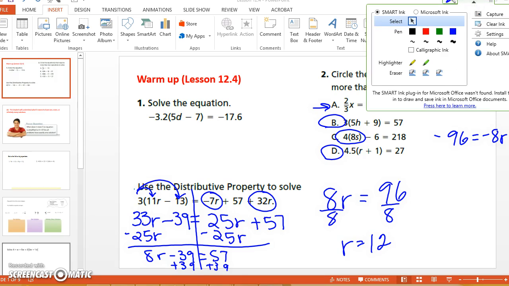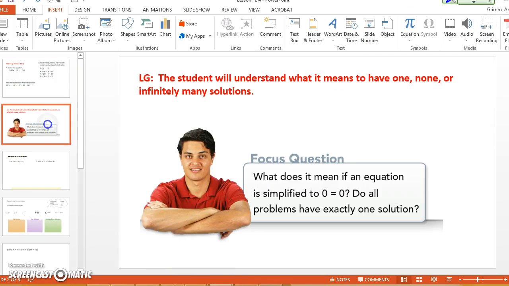Our learning goal today is what happens basically when these come out as either no solution, infinitely many, and then the other one is one solution. Everything we've done up to this point has been one solution. When we get r equals 12, that is a solution. We just found that r is 12. But that doesn't happen every single time. There are problems that don't have a solution. There's no way to solve them.